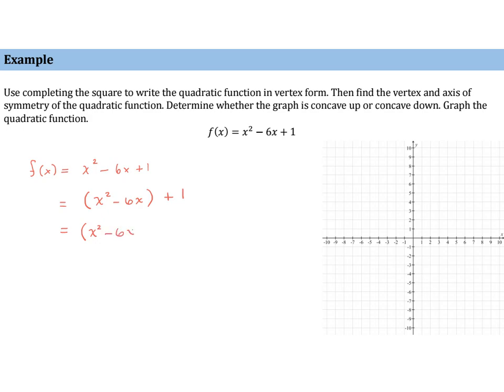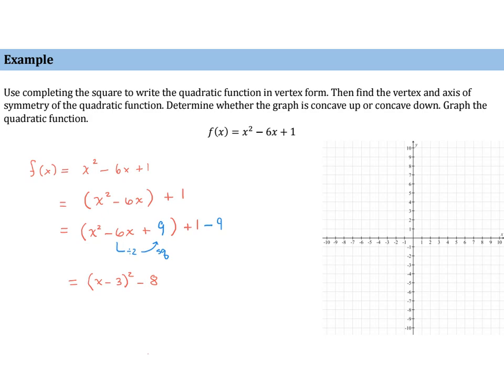So we have x squared minus 6x. We need to add something. Remember, we're going to take the 6, divide by 2, and square, and that's going to be an addition of 9. So what we've done is we've added 9 on the inside, so we need to balance that on the outside by subtracting 9. Now what we have within the parentheses is a trinomial square, which can be factored into x minus 3 quantity squared. Now we have plus 1 minus 9, which gives us minus 8.